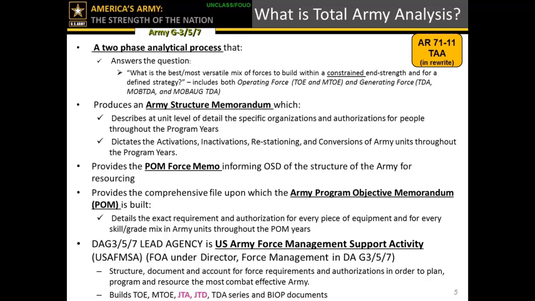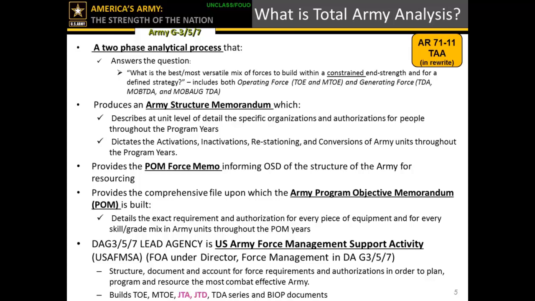Again, we talked about the Program Objective Memorandum, the POM Force Memo. So this is the memo that we send up to the Department of Defense and say, hey, look, this is the force we need funding for. So this is what our force looks like. That's what the POM Force Memo is. It says this is what we, after going through TAA, have determined we need to be able to accomplish the missions you set for us. Now we need the money to do it.